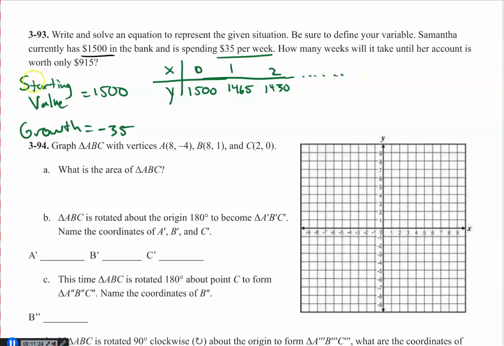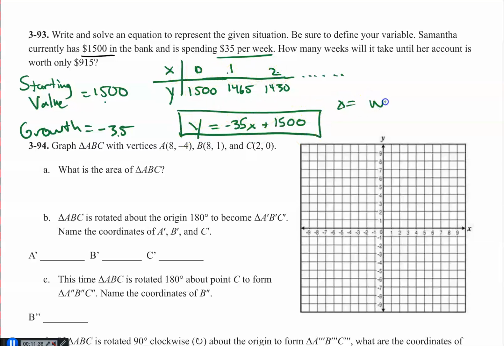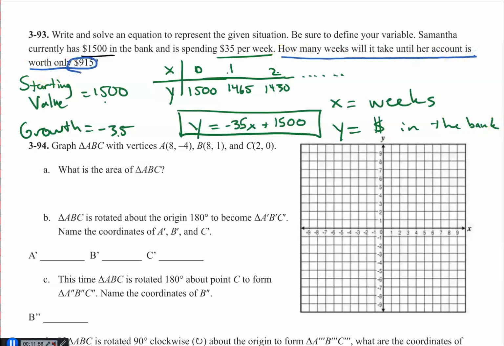Okay, so we make an equation. There's our starting value, there's our growth. Y equals -35x plus 1,500. What did x represent? Weeks. So x equals weeks, and what did y represent? Money in the bank. I'll let you answer this question. How many weeks will it take until her account only has $915? So use that equation, use 915, and which letter do you plug it in for, x or y?